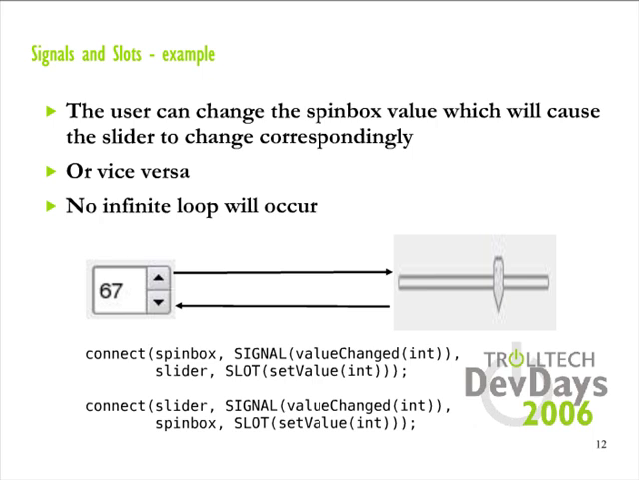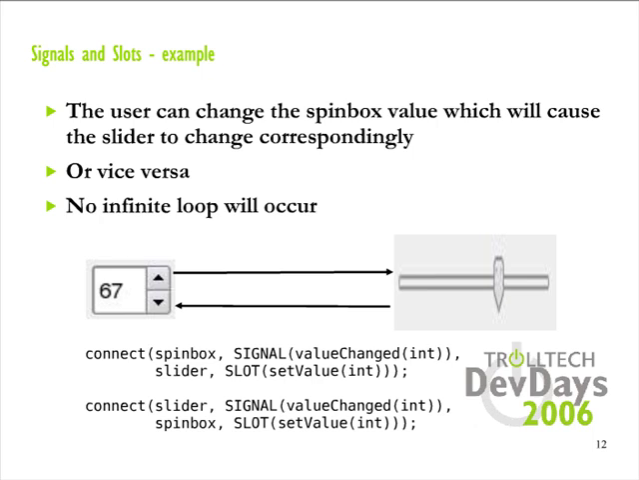Now, a slot is actually just an ordinary member function, but when you're writing your class, instead of just writing private and then the name of the function, you write private slots. And that's all. Qt will take care of turning that into standard C++ for you. So that one announces a change. It goes into this one, setValue. So this one moves to the 67 position in this particular case. Similarly, I've connected the other way.